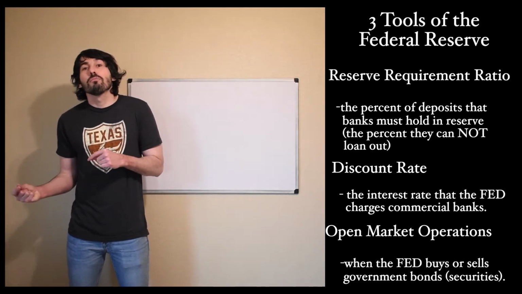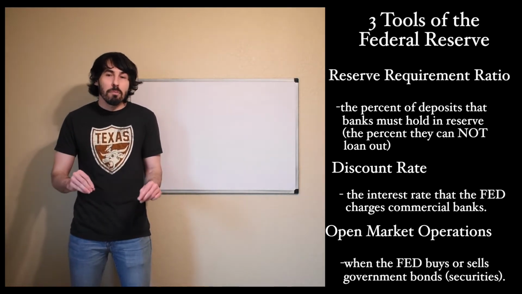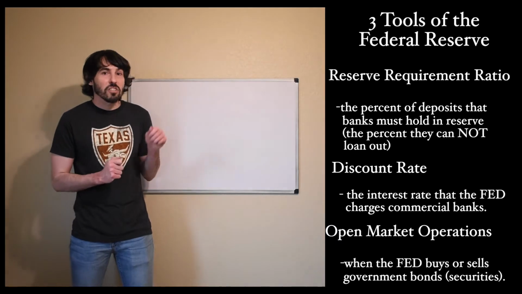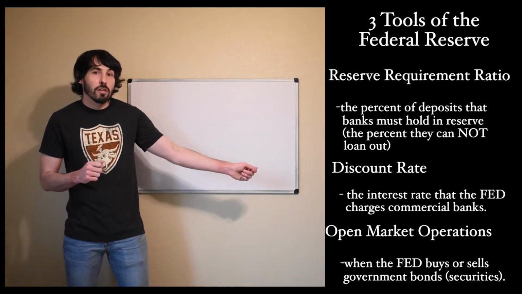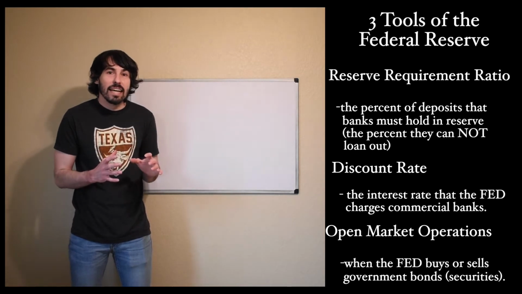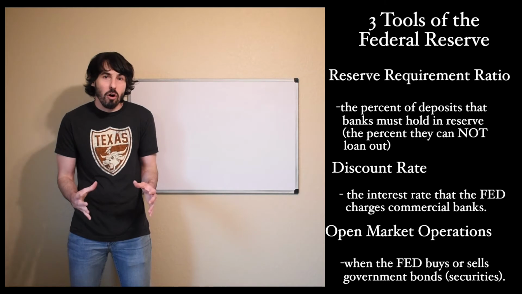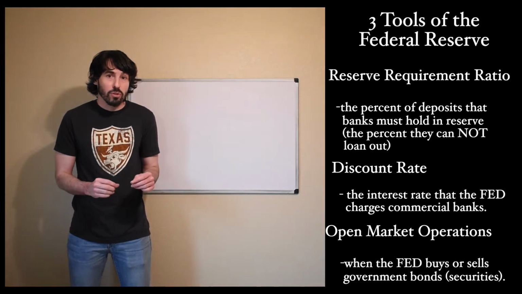If the Fed wants to make the money supply smaller, then what they would do is they would sell bonds. What they're doing there is they're selling a piece of paper to commercial banks and taking cash from those banks. Once they take that cash, those banks can no longer loan it out. That makes the money supply smaller. Those are the three tools of the Federal Reserve.